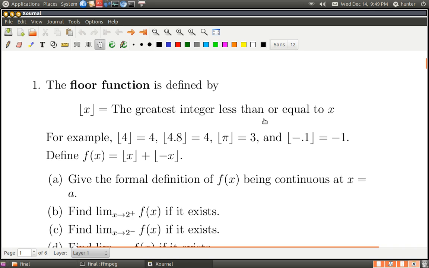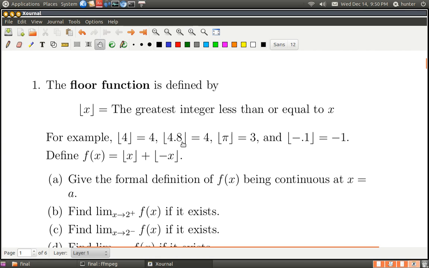It's called the floor function. So just look at the definition first. The input, of course, is x, and the output is the greatest integer less than or equal to x. So here are some examples. An integer just means a whole number, possibly a negative one.